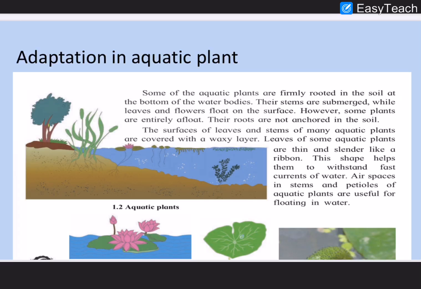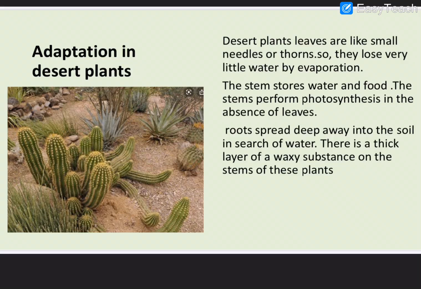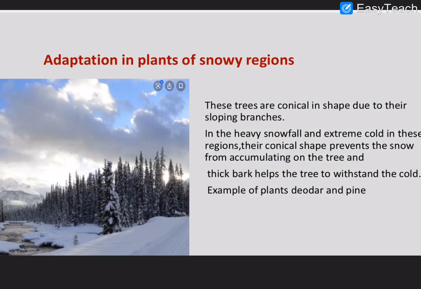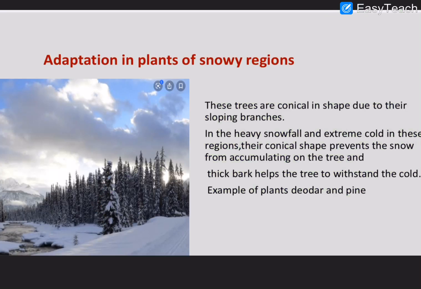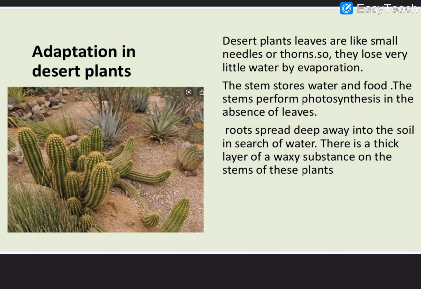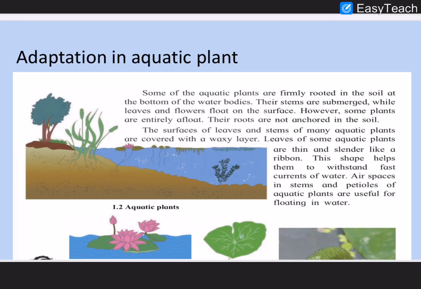So there are adaptations in plants: in aquatic plants and in desert plants. You can see thorny types of plants in the desert, and tall plants in the snowy region, and also in the forest region. We can see thick greenery in the forest region. So these are the four types of adaptation in plants: forest region, snowy region, desert plants, and aquatic plants.